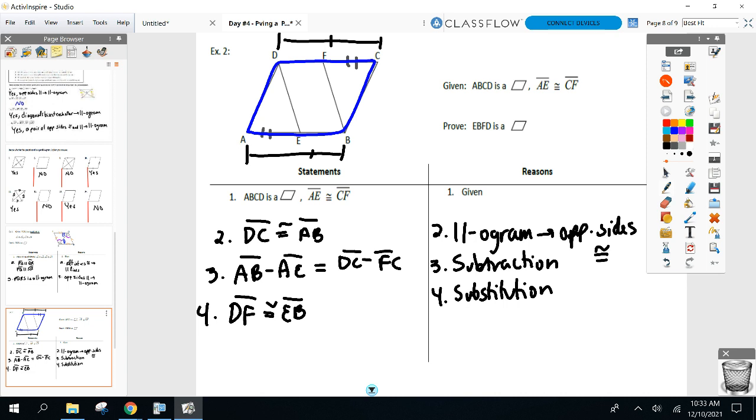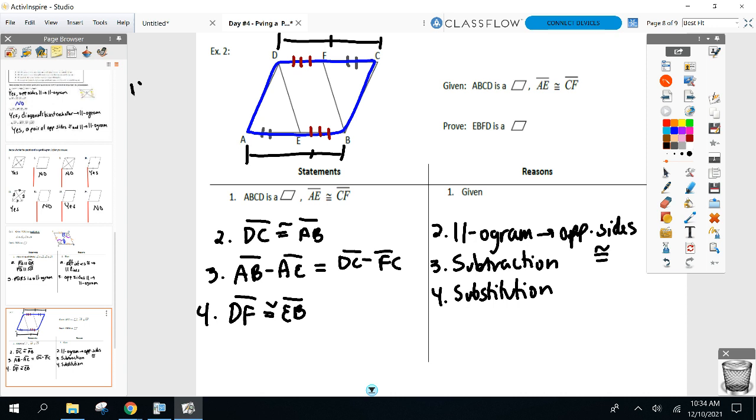Everyone good for where we are in the proof right now? I have one pair of opposite sides congruent. Okay, this really tells me we know what's going on. At this point in the proof, what else would I need to do to make this into a parallelogram? You have one pair of opposite sides congruent. What else could you show that would make it into a parallelogram?